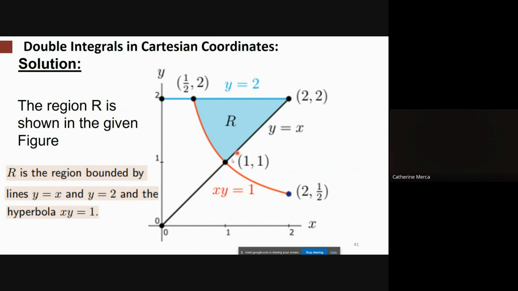This is the region. The red one is your xy equals 1. This is y equal to x, and this is your y equals 2. So y equals x is the black one, and the blue one is y equals 2.